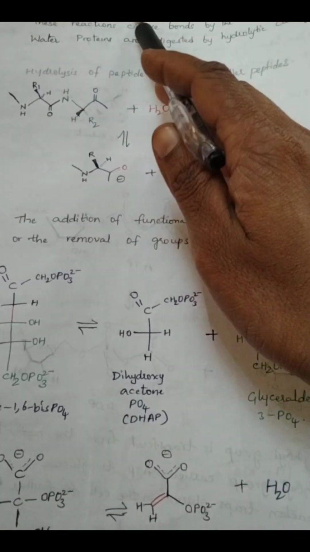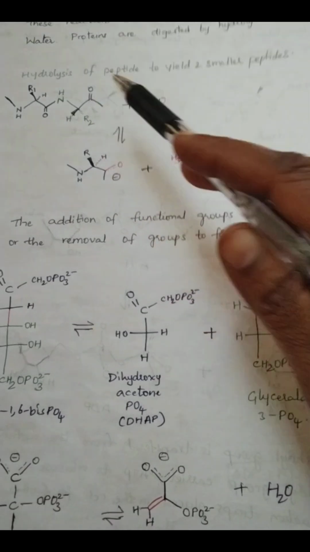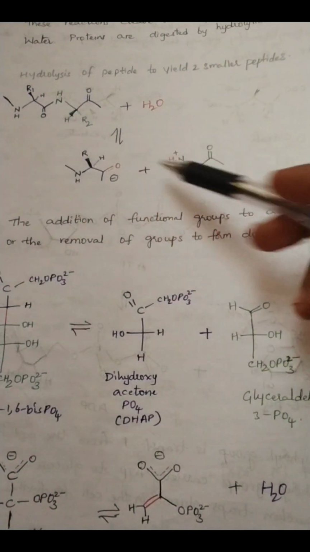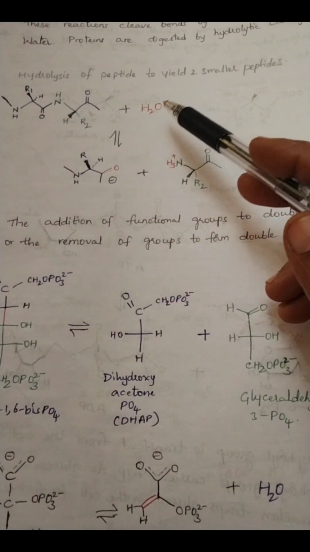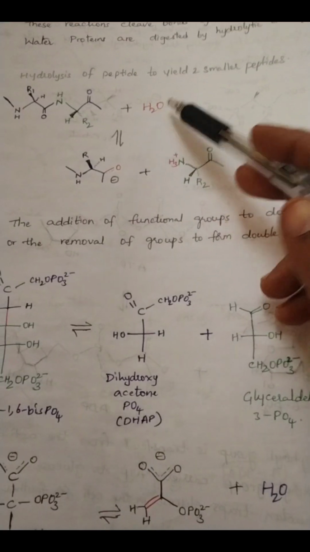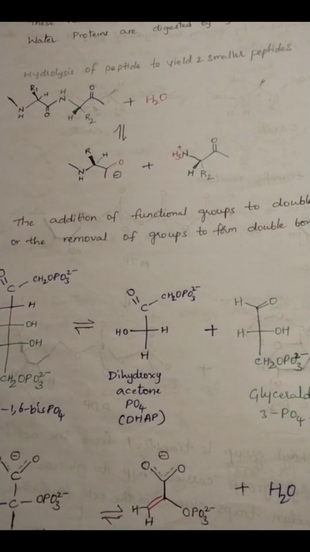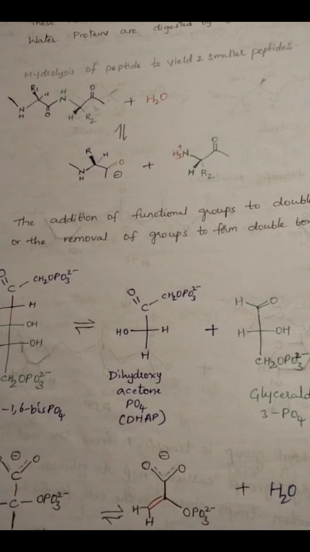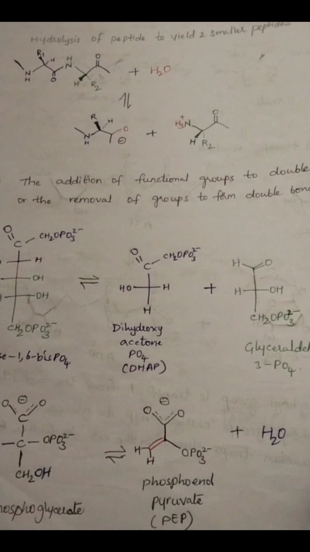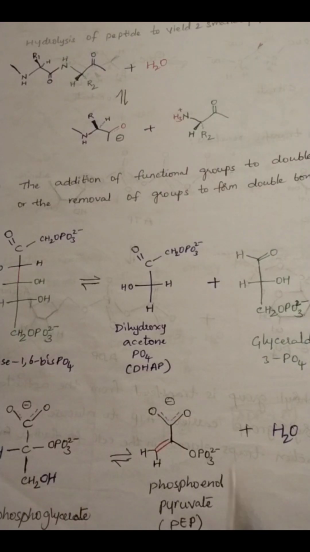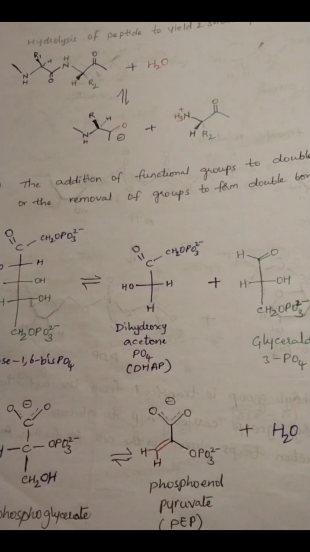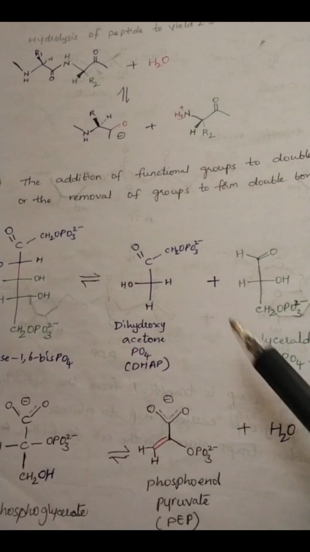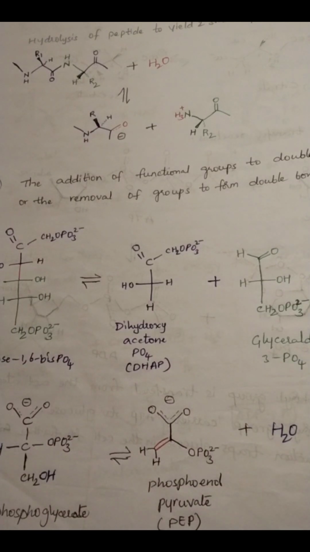Next comes the hydrolytic reactions wherein a bigger peptide is broken down into smaller peptides by taking in a water molecule. In contrast to this are the condensation reactions wherein small peptides combine to form a bigger peptide by releasing a water molecule. Next comes the addition of functional groups. When a functional group is added or removed from a compound, there is a possibility of double bond formation.